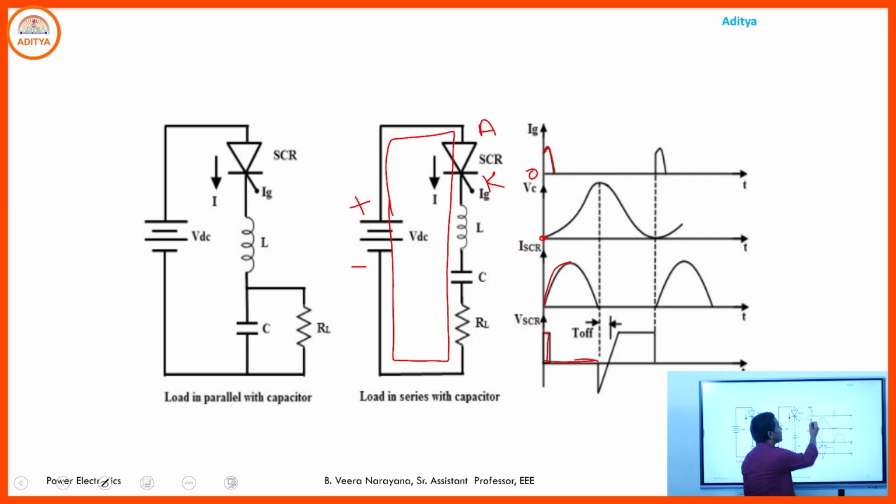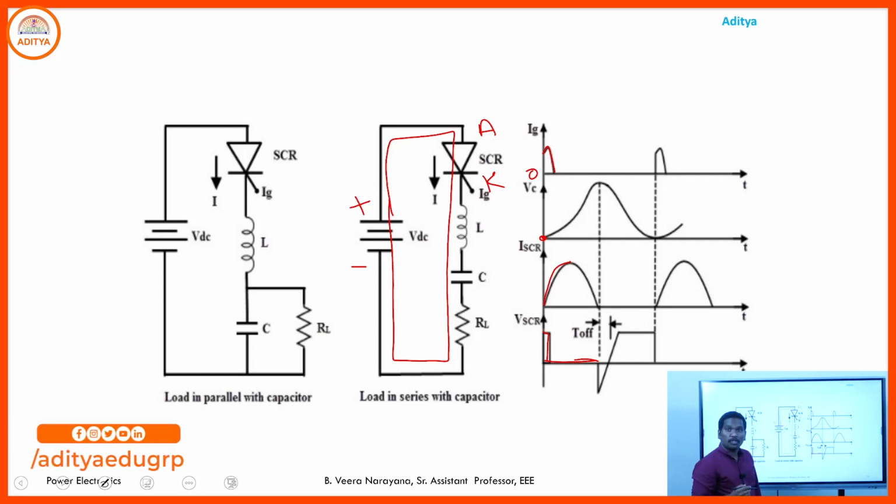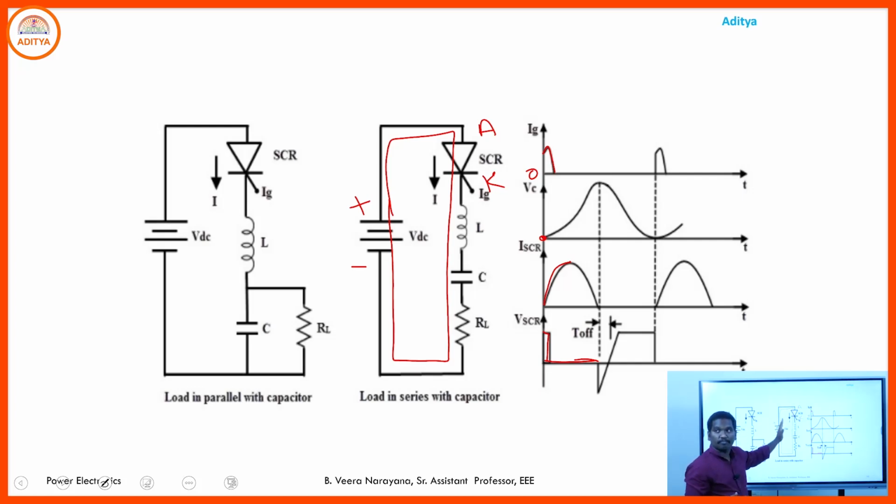And here this is the voltage across the capacitor. At time t equals 0, assume the voltage across the capacitor is 0. Once the SCR starts conducting, the capacitor starts charging like this. Whenever the voltage across the capacitor reaches the source voltage, like here at this instant, then there is no potential difference in the circuit, and the current flow through the SCR is 0.